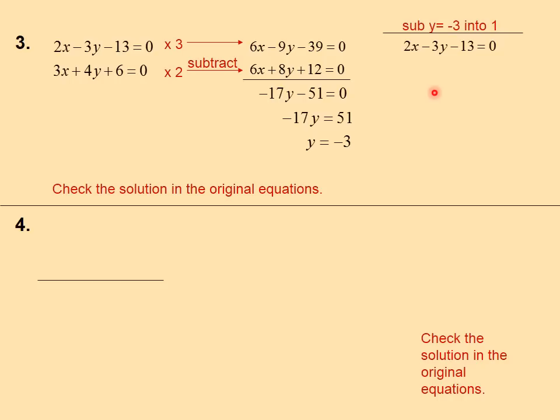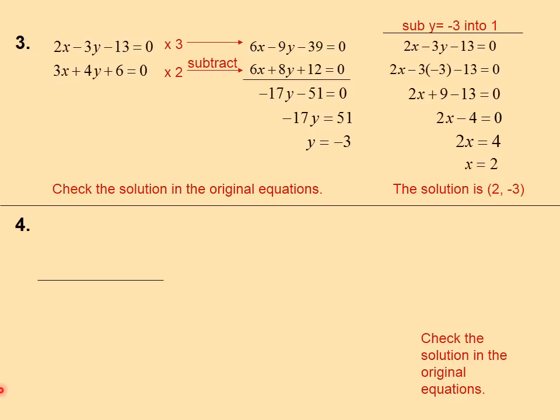So we'll pick number 1, put the negative 3 in, there it is. Okay, and we'll do a little bit of basic math, multiply the 3's out, and positive 9 and negative 13 is negative 4, tidy that up. Take the 4 over to the other side, divide through by 2, and we get x is equal to 2. So we have our solution, which is 2 comma negative 3.